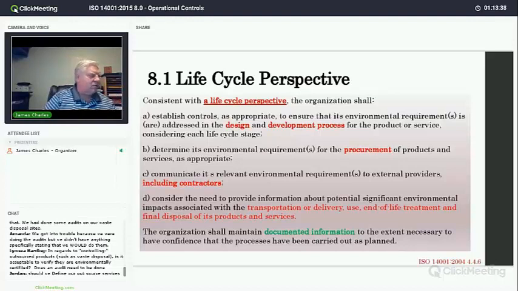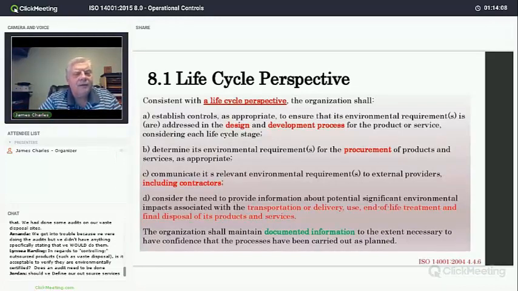Okay, any questions on outsourced processes or services? So 6.1 says that we had to identify our aspects from a life cycle perspective, which I trust you all have done. And 8.1 says that consistent with our new life cycle perspective, we shall do these things.